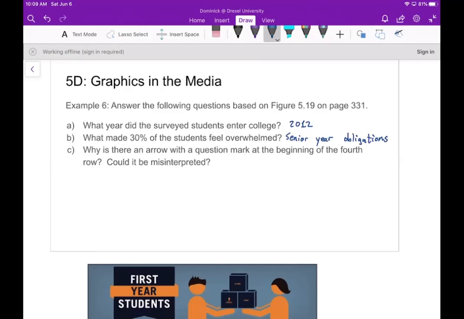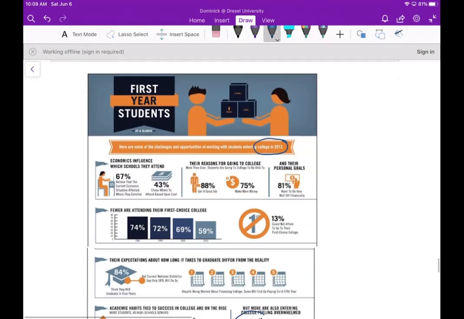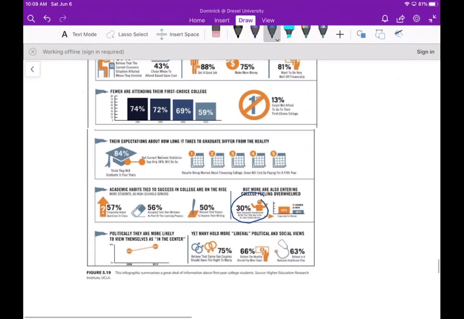Now, part C, why is there an arrow with a question mark at the beginning of the fourth row? Could it be misinterpreted? Right. And of course, there's an arrow here because they're talking about frequently asked questions. And I guess it could be misinterpreted here because when you're looking at an infographic about college, 57% and seeing that question mark might lead you to believe several different things. But here it's simply just representing that we're asking questions.